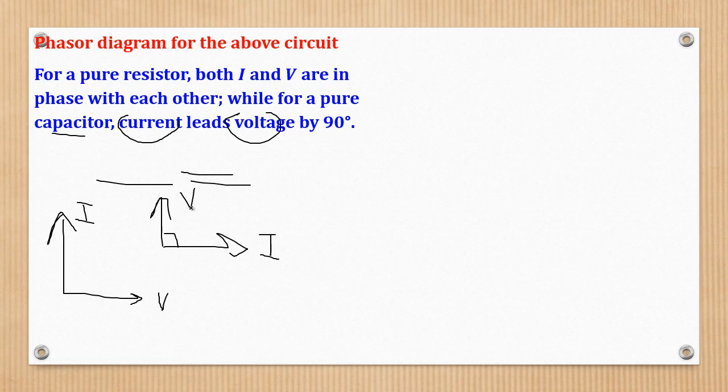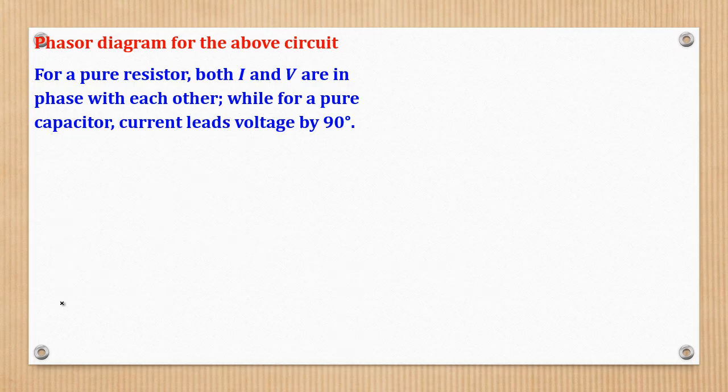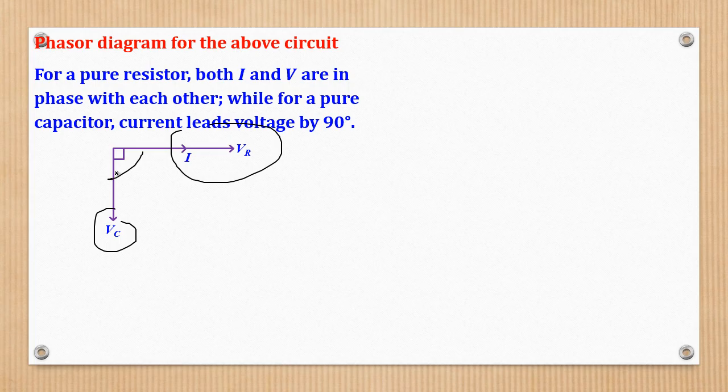So if I want to maintain current on the horizontal, it means that my diagram will be rotated a little like this. When I rotate, when current is here, voltage will be this side, so that still it is current leading voltage. So when we draw a phasor diagram, we shall come up with voltage and current for a resistor in phase. But when it comes to voltage of a capacitor, it is lagging behind current. So it will be behind by 90 degrees.